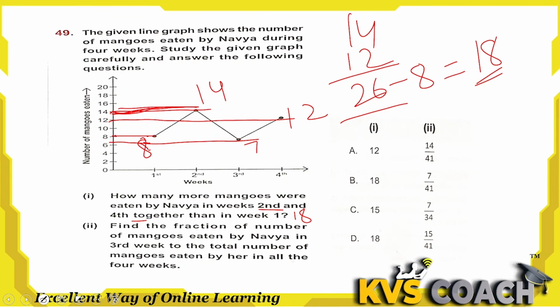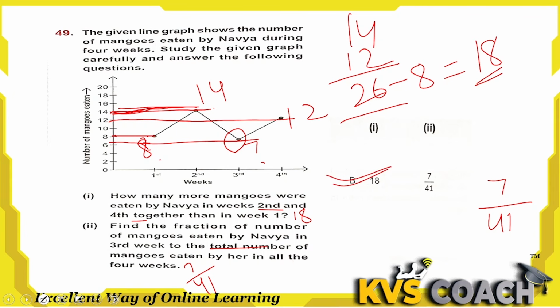Find the fraction of the number of mangoes eaten by Navya in the 3rd week. We have to find the fraction from the total numbers. Total numbers are 14 plus 8, that is 22, 22 plus 12, that is 34, 34 plus 7 is 41. So the total number is 41. In the 3rd week she ate 7. So 7 by 41 is the right answer for the second question. So in option B we have both answers. Option B is the right answer here.